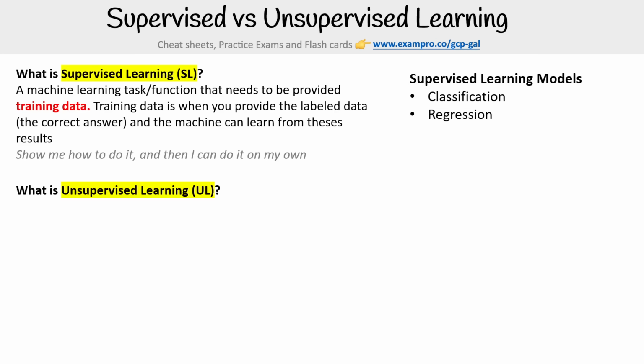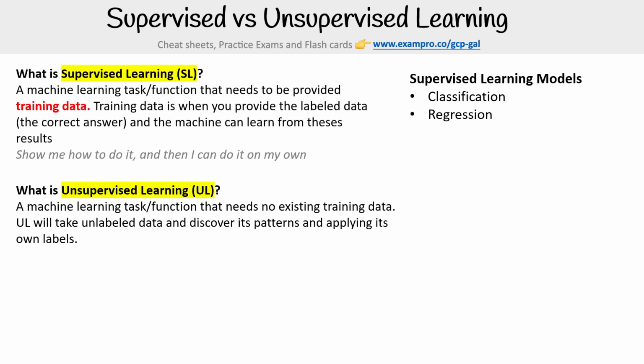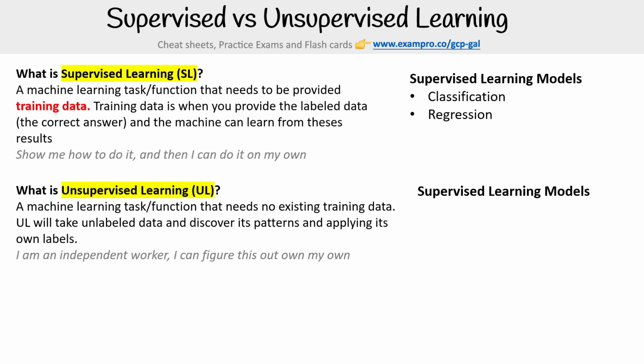What about unsupervised learning? This is a machine learning task or function that needs no existing training data. For this, it will take the unlabeled data and discover its patterns, applying its own labels. So I am an independent worker. I can figure this out on my own, right? And for these unsupervised learning models, we really should have put the un on that. Let me just fix that there. Unsupervised. We have clustering, association, dimensionality reduction.